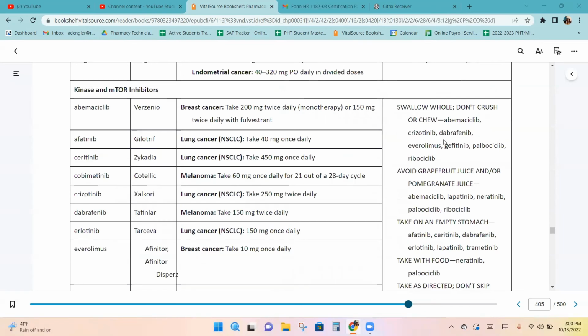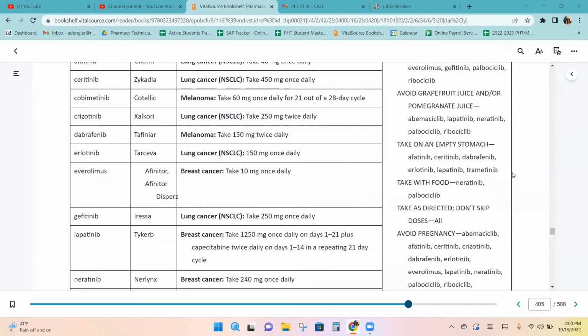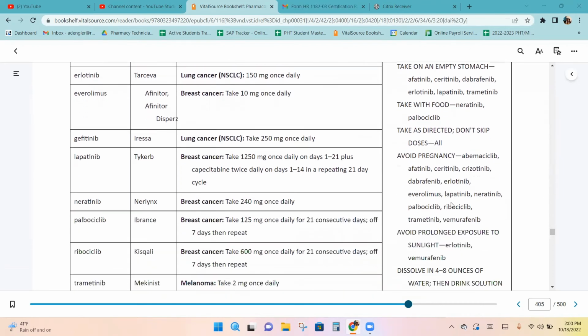For the kinase and mTOR inhibitors, we're going to swallow whole, do not crush or chew for these medications. Avoid grapefruit juice and/or pomegranate juice for these medications. Take on empty stomach for these medications. Take with food. All of them should be taken as directed and don't skip. That's very important for cancer medications.